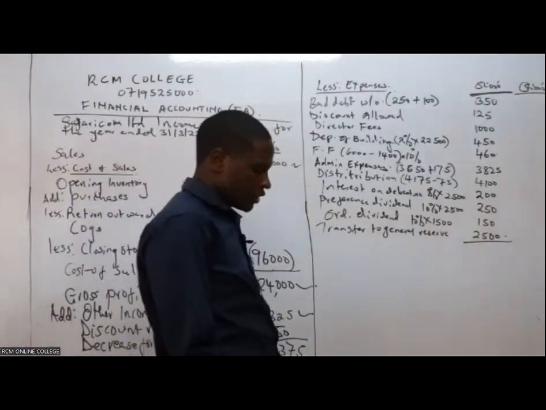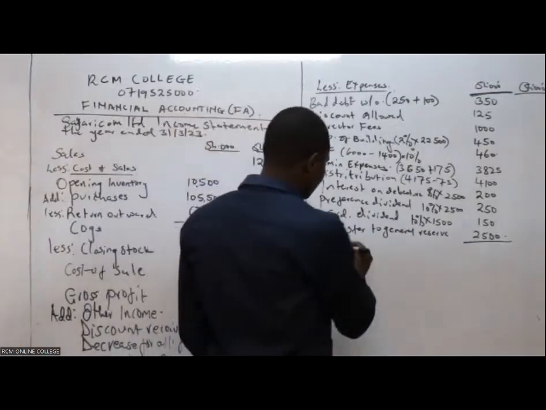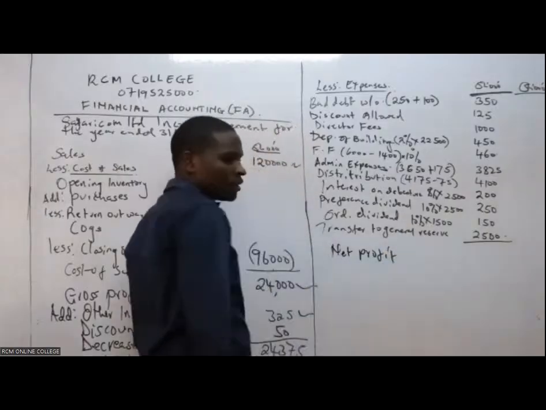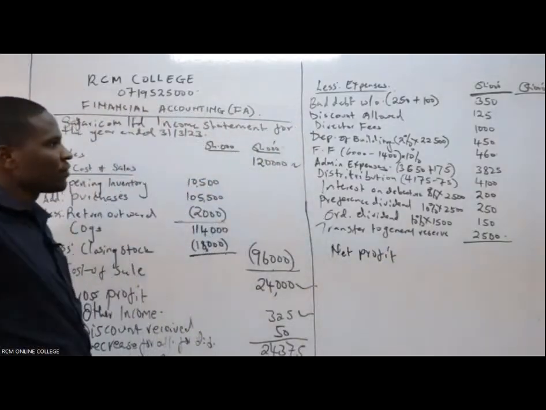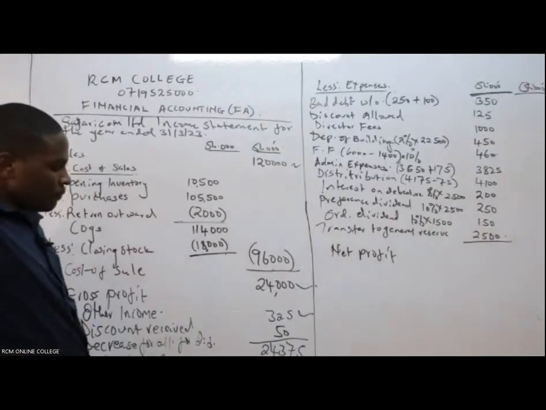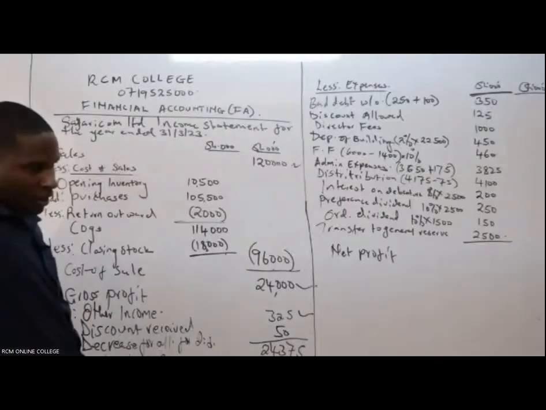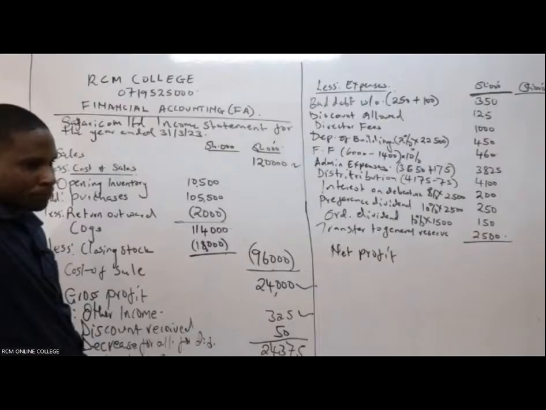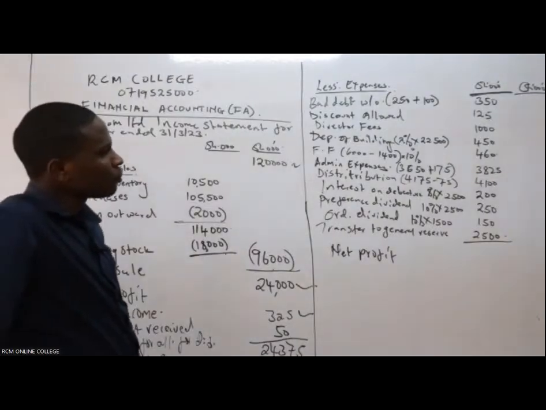We get what? Net profit. What is the total expense? Somebody is doing it very fast. 350, add 125, 1000, like that, until the end. What is our total expense? Total expense is 13,160. That's according to Sharon Onyango. Now I need several individuals to give me that.